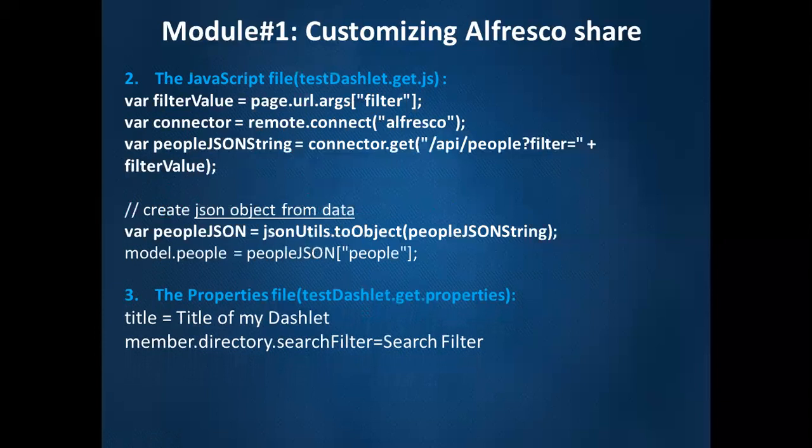Here, the first will be a title. The value of this property that will be displayed is the title of my dashlet, as we did last time. And the second property, member.directly.search filter, its value will be search filter, meaning this search filter will be displayed in our dashlet. We will see these two properties displayed on our dashlet when we practice it.